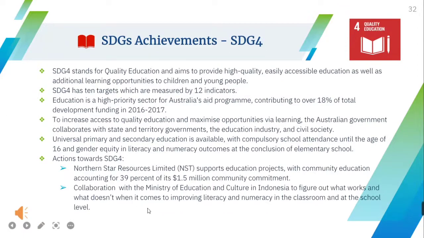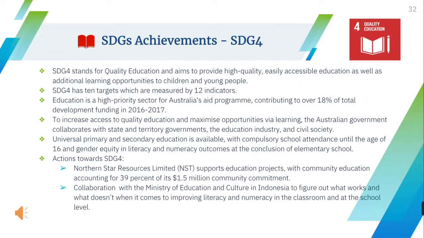Next is SDG 4, the Quality Education goal. This goal mainly aims to provide high quality and easily accessible education as well as additional opportunities to children and young people. There are 10 targets under this goal, which are measured by 12 indicators.